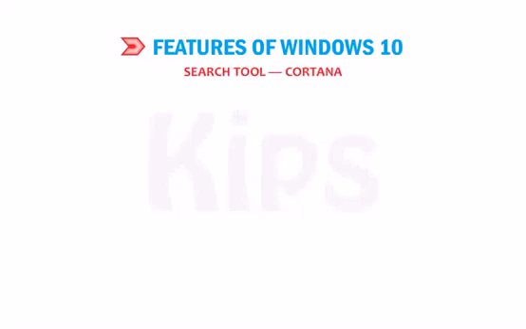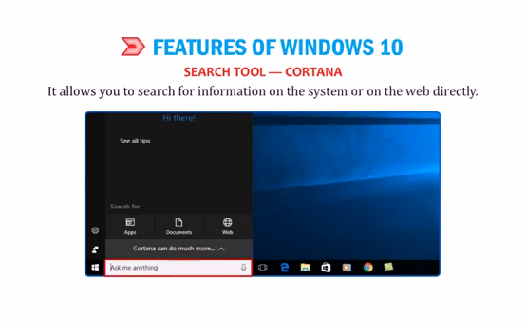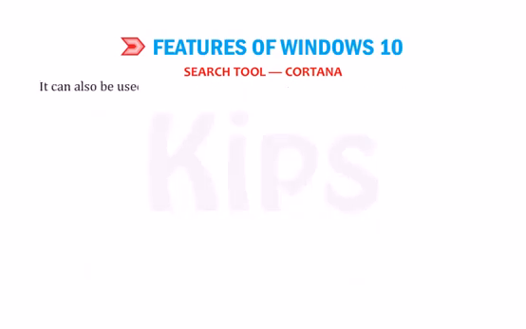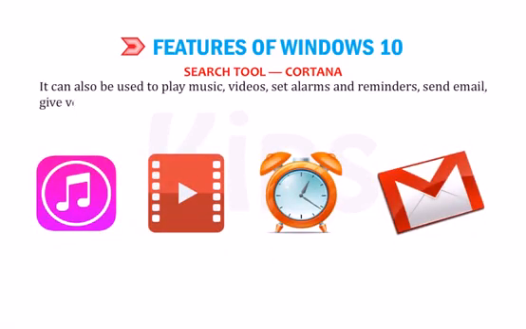Search Tool, Cortana. Windows 10 has a refined and powerful search tool called Cortana. It allows you to search for information on the system or on the web directly. It can also be used to play music, video, set alarm and reminders, send email, give voice commands, etc.